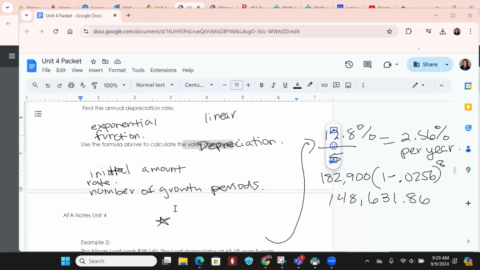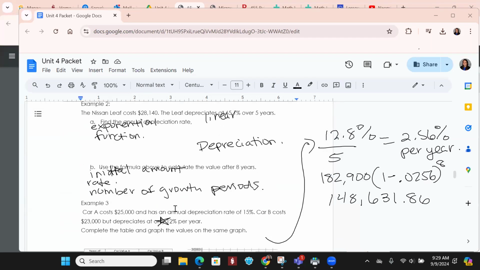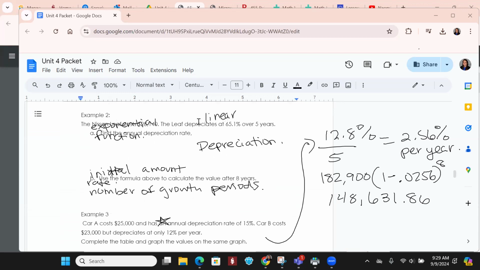Okay, what I want you to try is go ahead and flip to example 2. I want you to do these 2 steps. Find the annual percentage rate, that's what we did up here, and then find the value after 8 years. That's what we did down here. So go ahead and take a moment, try example 2.